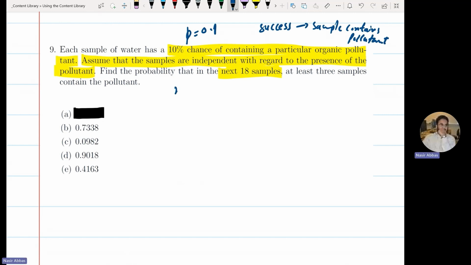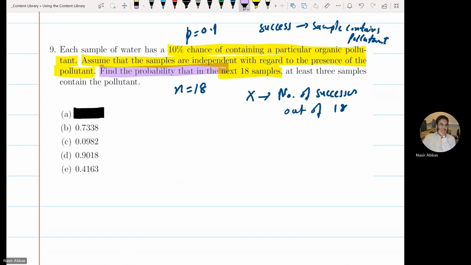How many samples are you collecting? So n is fixed, right? Independence is given. X is what? Number of successes out of 18. Out of 18, you are interested in how many of them contain the pollutant, right? And what is required in terms of X? I want you to read this line and tell me what is required in terms of X.